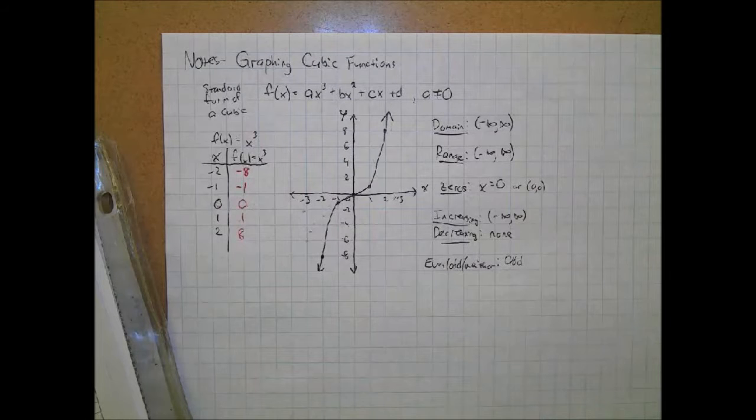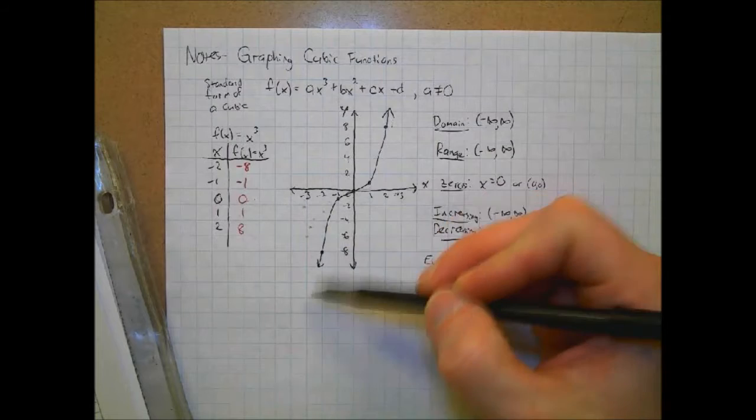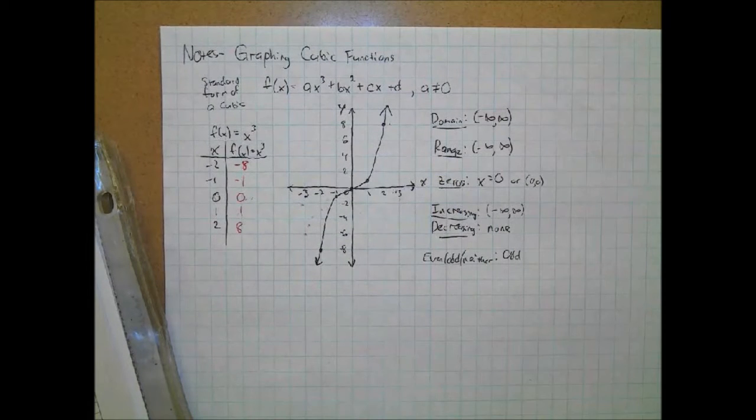So our range kind of clues us in there. Do we have maximums or minimums for this? No, not really, because the range is negative infinity to positive infinity. It just keeps going down, it keeps going up. So there is no highest point, there is no lowest point. That's it.